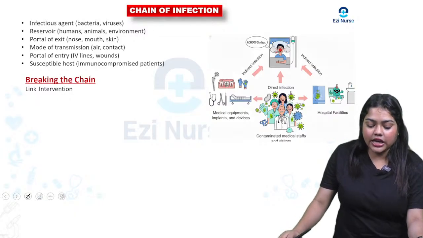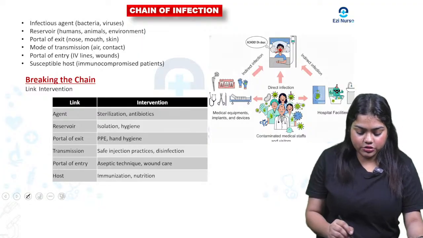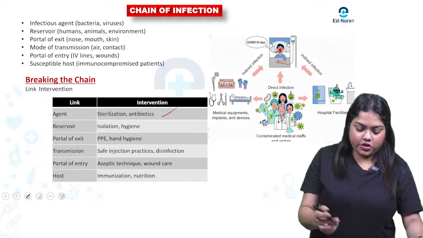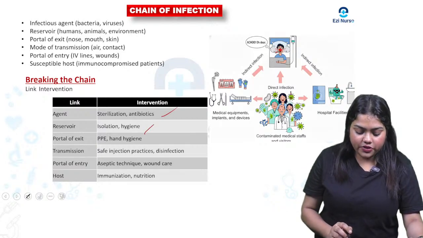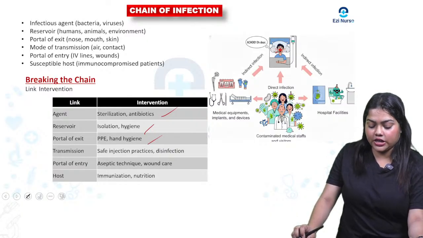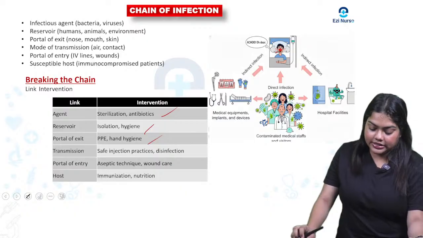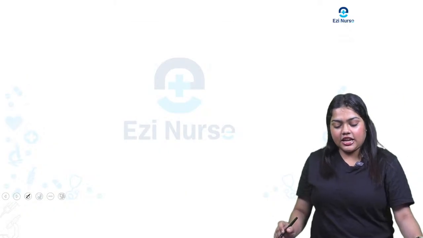Okay, how can we break the chain of infection? For the agent, we can do sterilization and antibiotics. For the reservoir, we can go for isolation and hygiene. For the portal of exit, we can use the PPE kit and hand hygiene. For transmission, we can use safe injection practices and wound care. For the host, we can use immunization and nutrition.